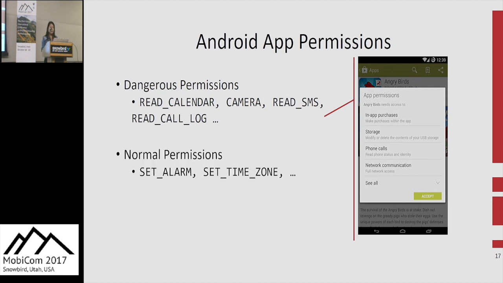Another category is called normal permissions. It will not notify the users during application installation. To operate NICScatter, we need a system service called Wi-Fi Manager. To operate Wi-Fi Manager, the operation permission is called Change Wi-Fi State, which is classified into the normal permissions. This means that users are totally blind on whether an application could possibly establish a covert channel using NICScatter.